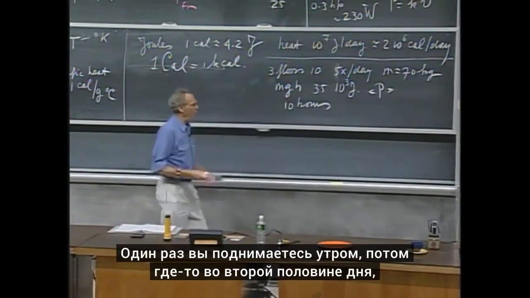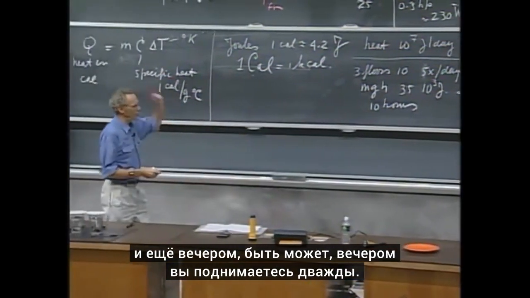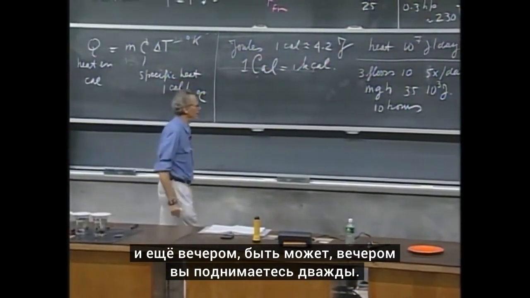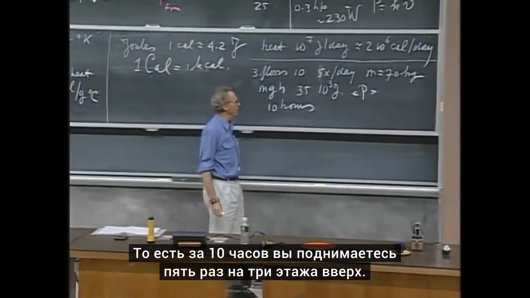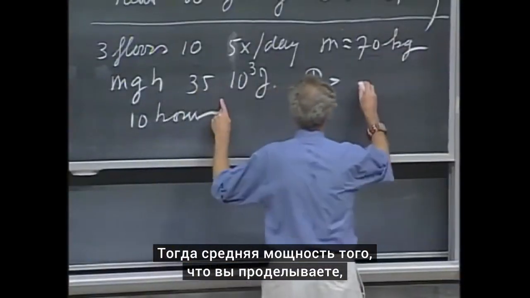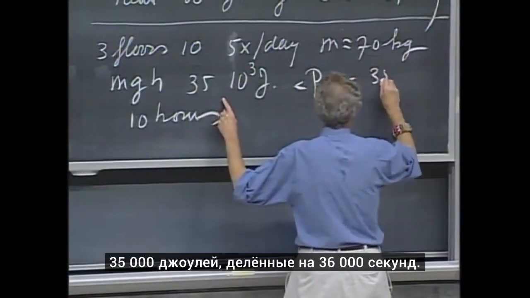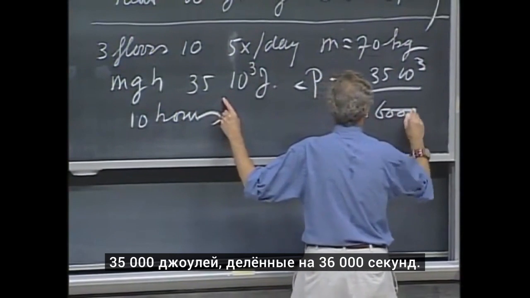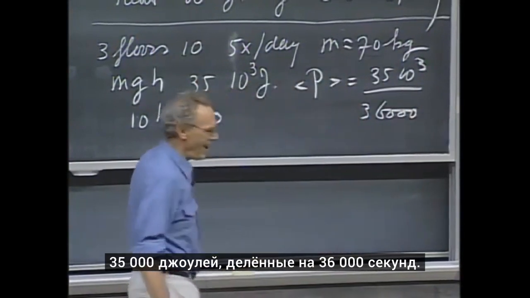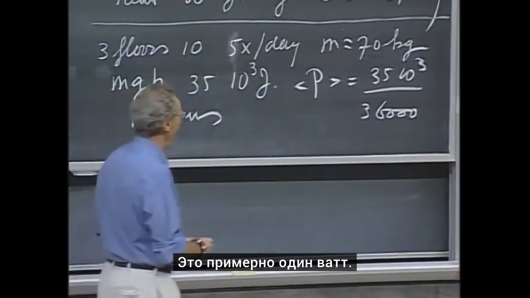You go once up in the morning and then sometime in the afternoon, and you go up in the evening and maybe twice in the evening. It takes you 10 hours to go 5 times up these 3 floors. Then the average power that you have generated is 35,000 joules divided by 36,000 seconds. That is embarrassingly little. That's about 1 watt.